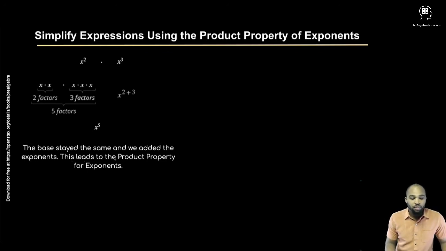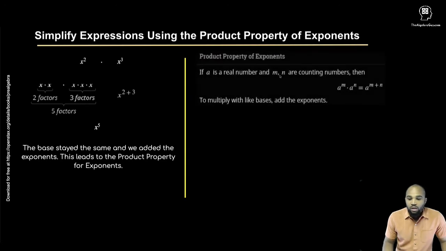This leads to the product property for exponents. Now, if you wanted to look at it formally with variables, here's what the rule looks like. Some base to an exponent times that same base to an exponent is equal to that base, and you add those exponents together, because that's what we really ended up doing.